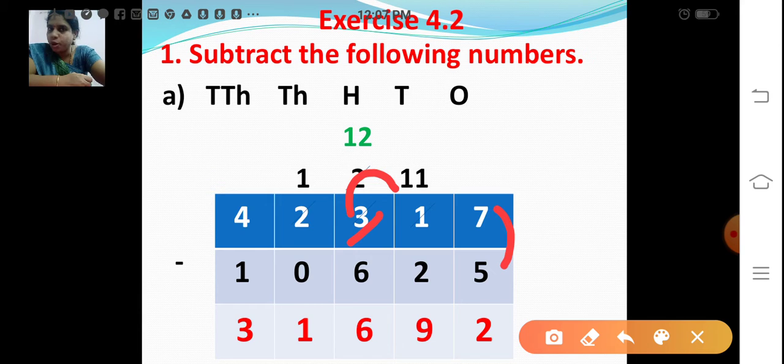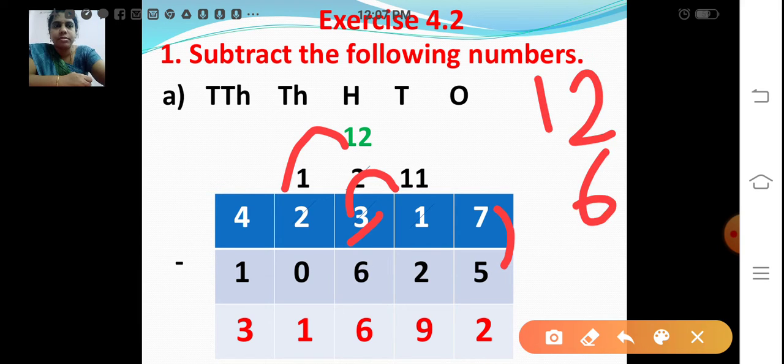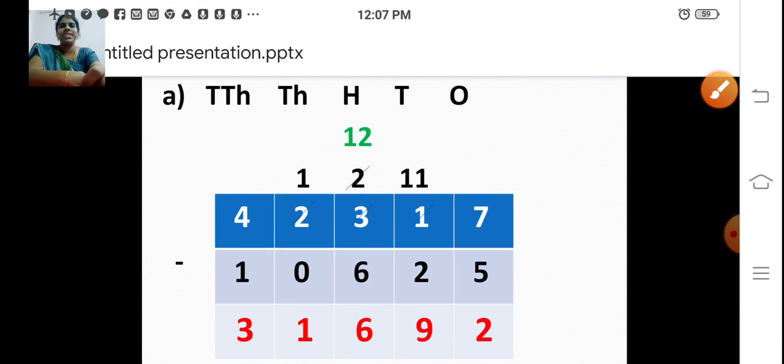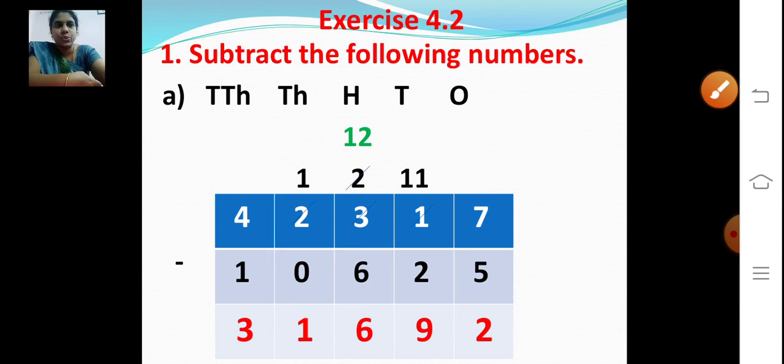2 minus 6 is not possible. So I am borrowing 1. So my hundreds place will become 12. 12 minus 6 is 6. So my thousands place will become 1. 1 minus 0 is 1. Next 4 minus 1, 3. So the answer is 31,692.